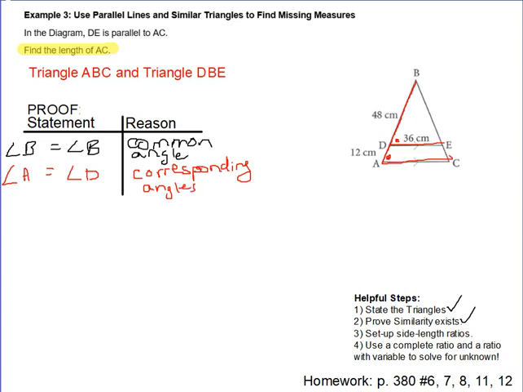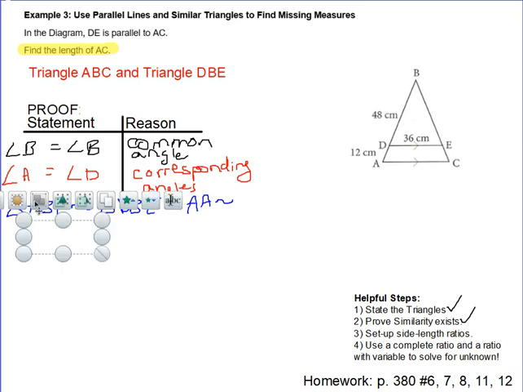Okay, therefore, we can say triangle ABC is similar to triangle DBE because of angle-angle similarity. Great. And that is step 2. We proved similarity exists between the two triangles, which again tells us there are a lot of relationships with the side length ratios. So that'll be our next bit.